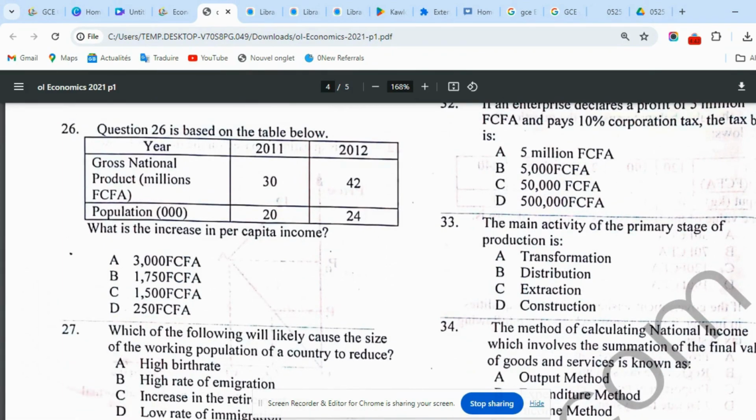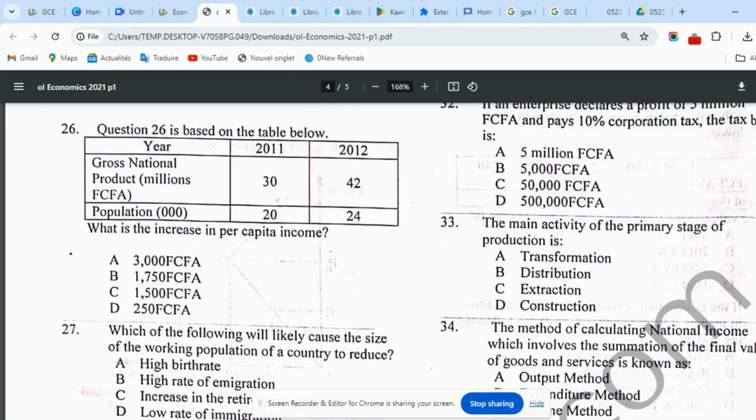The next question says, if an enterprise declares a profit of 5 million francs and pays 10% corporation tax, the tax base is... The correct answer here is D, which is 500,000 francs.